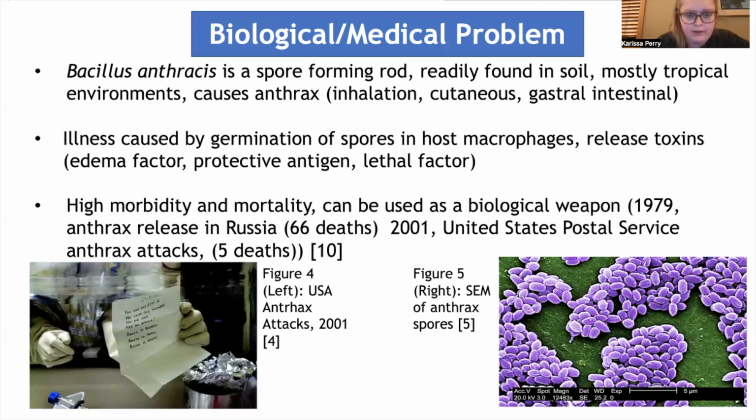Anthrax has a high morbidity and mortality rate, and it can be used as a biological weapon. And there's evidence of it being used as a weapon in instances in 1979 where anthrax was released in Russia, which led to the death of 66 people. And in 2001, shortly after 9/11, the United States Postal Service also experienced anthrax attacks, which led to the death of 5 people.